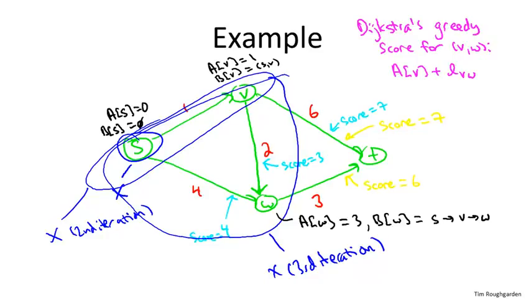and of course it doesn't matter who gets brought into X, but it does matter how we compute the A and B values for T. So in the final iteration, we compute A of T to be the Dijkstra greedy score of the edge that we picked, which is the edge WT, and the score was 6. So we compute the shortest path distance from S to T to be 6.